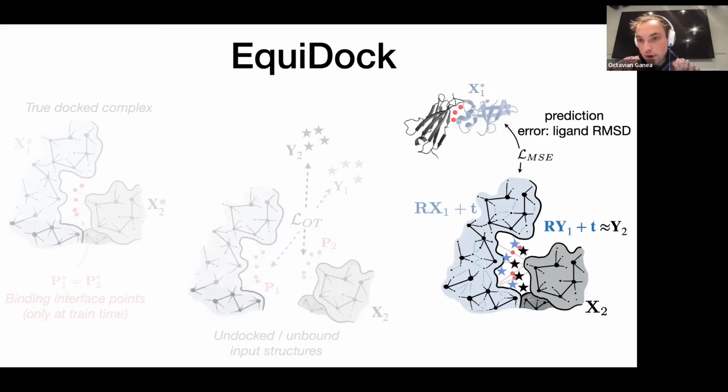So finally, we have a loss function. We have this optimal transport loss function that I explained before. We also have a mean squared error loss for the ligand RMSD, and we finally have an auxiliary non-intersection loss function.